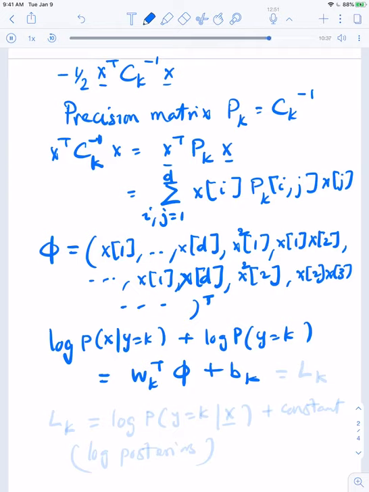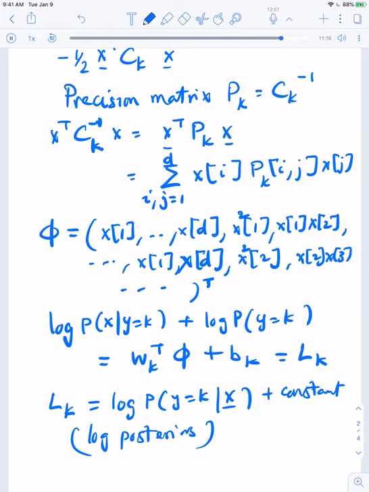Basically, we are given a Gaussian model, that's a generative model, and from that we can infer that I can write this log likelihood ratio. I'm going to call this L sub k. Why am I calling it Lk? Lk is basically the log of the posterior probability of y equals k given x, plus some constant, which doesn't matter. So these are basically the log posteriors, and that's what we maximize when we are doing the MAP rule. That's what this business is.